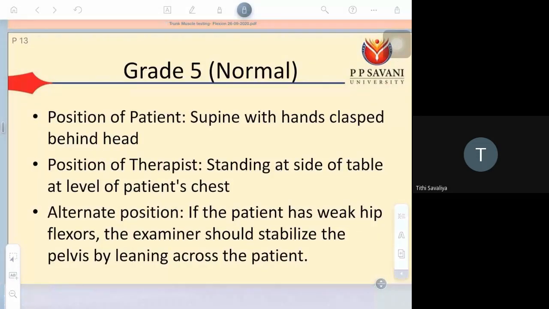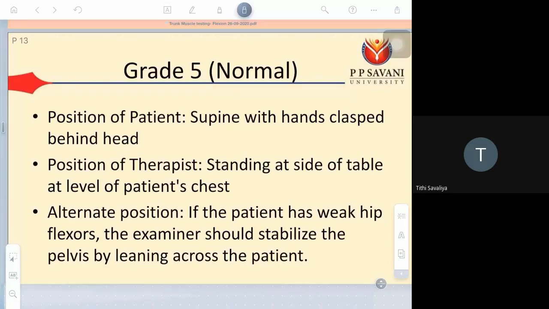Yesterday we discussed grade 5 and grade 4 is same for thoracic and lumbar. Now we are here, there is no such separation. So directly we will go for grade 5. Okay.